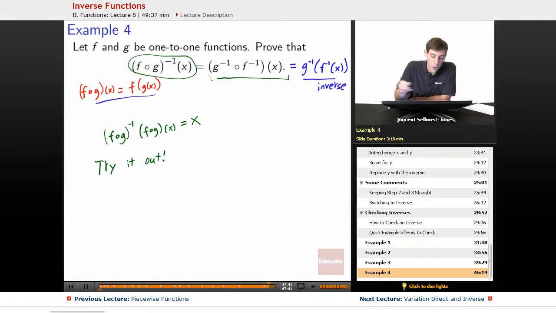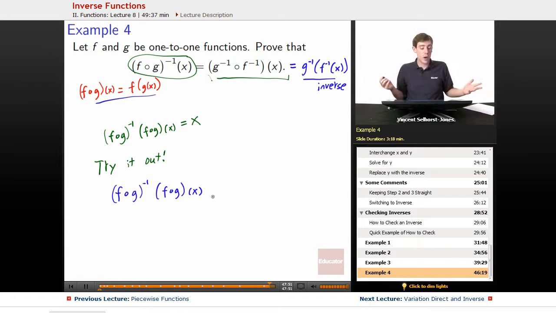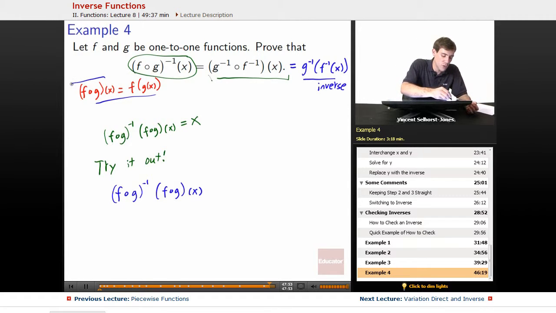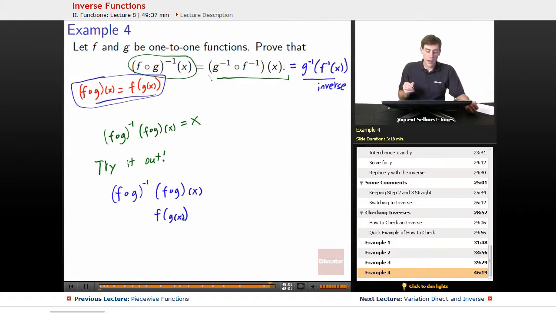So we'll set it up like this. (f composed with g) inverse acting on f composed with g acting on x. Okay, so what does that become? Well, we know that f composed with g acting on x is the same thing as f of g of x. All right, what is (f composed with g) inverse? Well, we know from over here that we can break that into g inverse acting on f inverse acting on whatever's going into it.